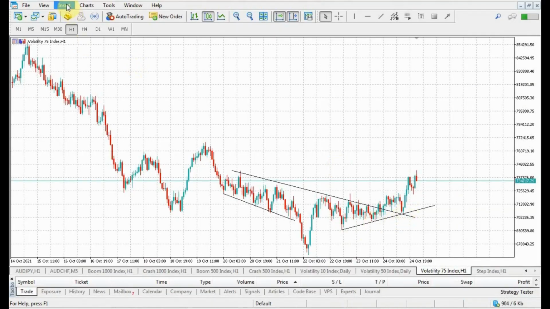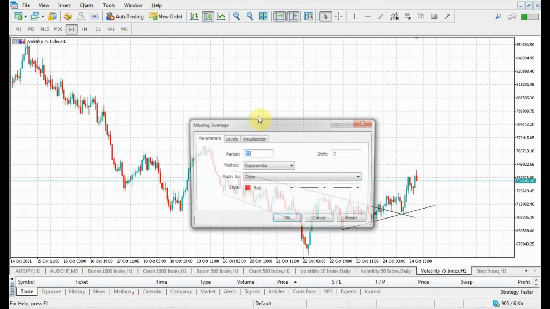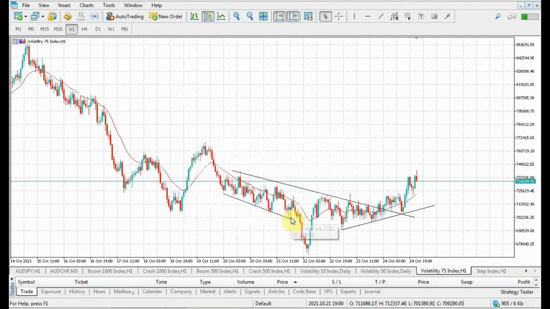Let me add our moving average. Let me see if we'll see a difference. Although there's not much confirmation on the trend line from the moving average for now on this pair, volatility 75, at least seeing this could confirm that. Okay, look at this: first touch, second touch, third touch.